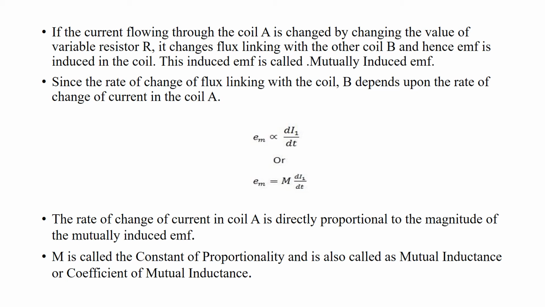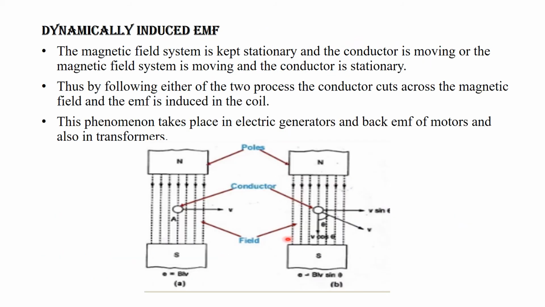This concept is called mutual inductance, that is the flux linking from one coil to the neighboring coil. Now I can say the mutually induced EMF is directly proportional to the rate of change of current. Here the rate of change of current is only due to the current I1, that is the current flowing through the coil A. So to remove the constant of proportionality, I am taking EM is equal to M di1 by dt, where the rate of change of current in A is directly proportional to the magnitude of the mutually induced EMF, and M is the constant of proportionality.